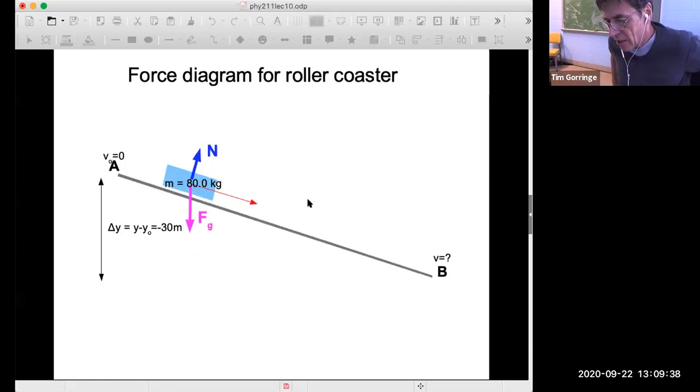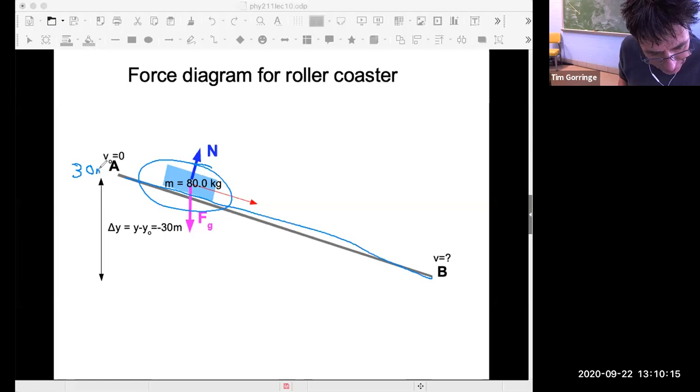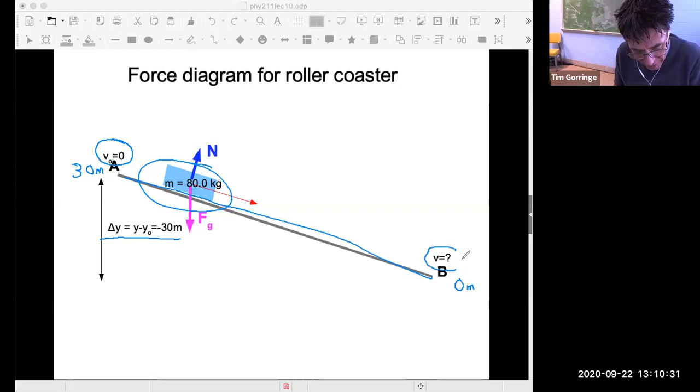The first thing I did was start with a force perspective and a force diagram of the roller coaster, because we're going to use that to calculate the work done on the roller coaster and its final speed. I pictured the incline the roller coaster is sliding down. Here's the roller coaster, 80 kilograms. It starts at an initial height of 30 meters and ends at a final elevation of 0 meters, so the change in height is minus 30 meters. It starts with an initial velocity of 0, since we were told it's initially at rest, and the final velocity is what we want to figure out. So that's a picture of the problem.